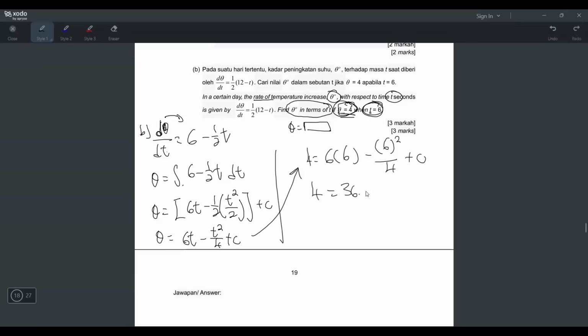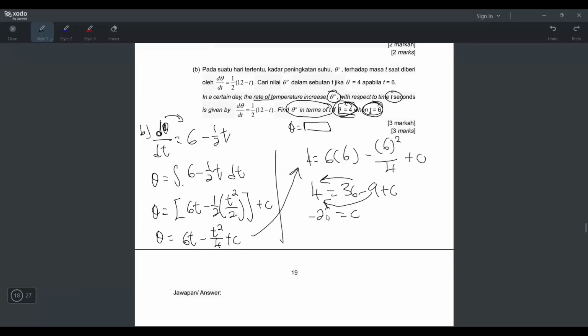Okay, 4 equals to 6 times 6, 36. Minus 36 divided by 4, 9, plus C. And your C will be 4 plus 9, because minus 9 becomes plus 9. And then minus 36. What is 4 plus 9 minus 36? Press calculator. My calculator gives me negative 23. Right? So that is the C.